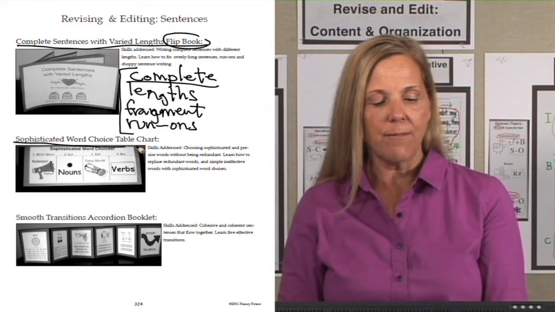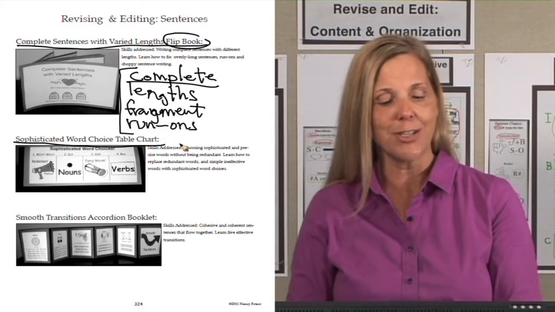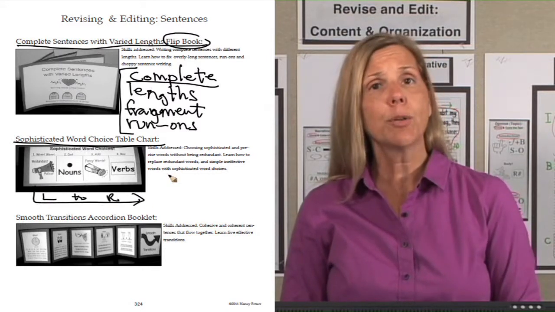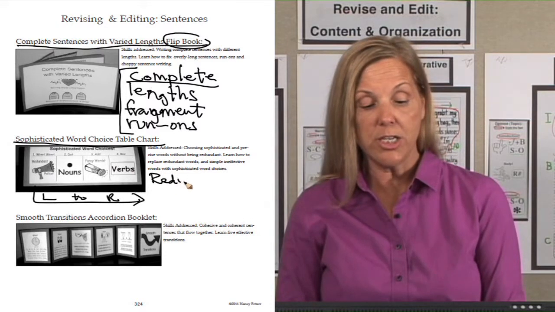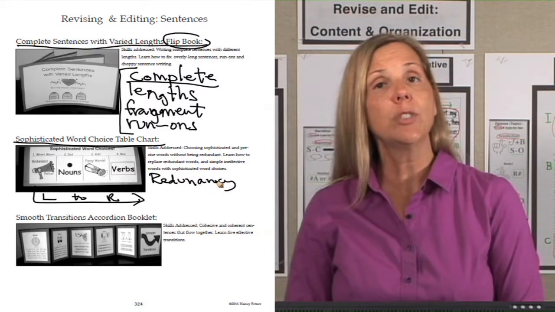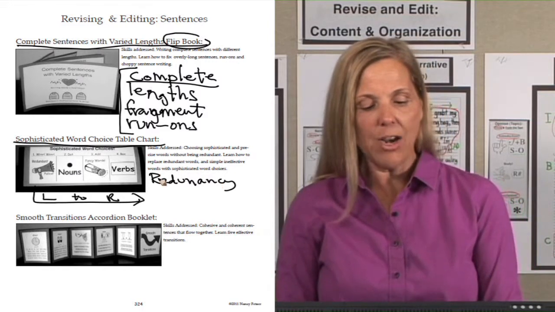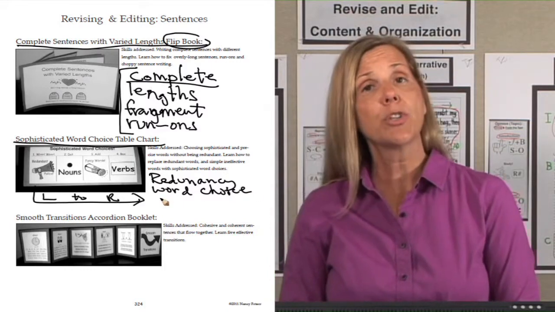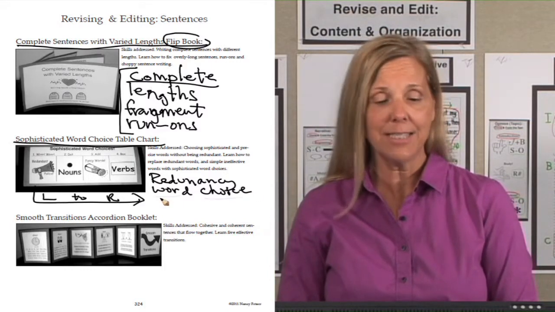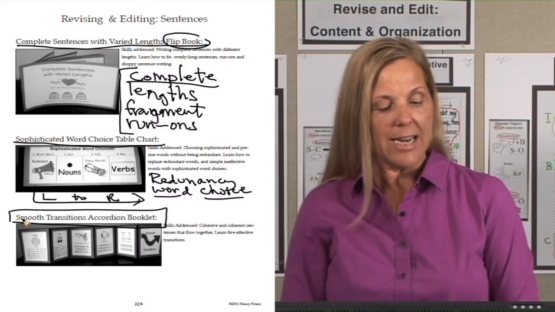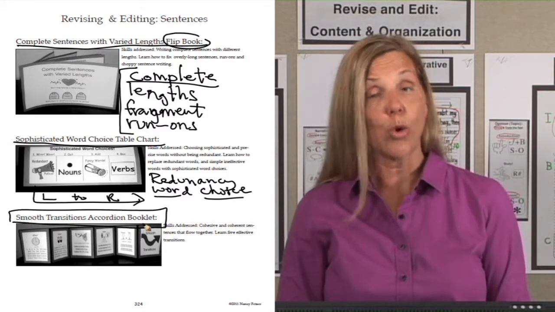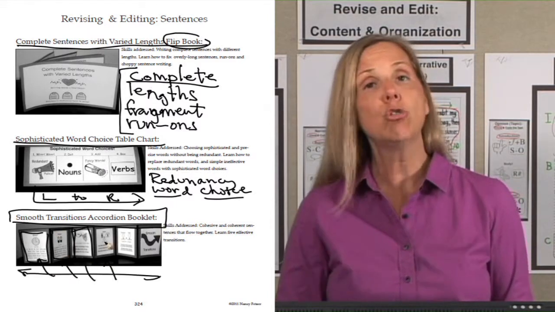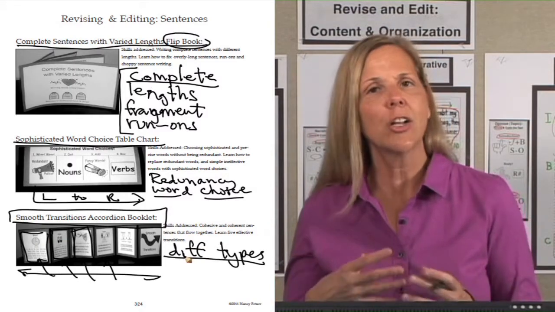Below that is sophisticated word choice table chart. This table chart will go from left to right order in order to make sure that they don't have redundancy in their writing, that they aren't using the same words over and over again. And also they're going to use this chart for word choice so that they can make more sophisticated, higher level sentences. The bottom manipulative is the smooth transitions accordion booklet. Different types of transitions, which are displayed in boxes, to choose from, creating even more style to their writing.